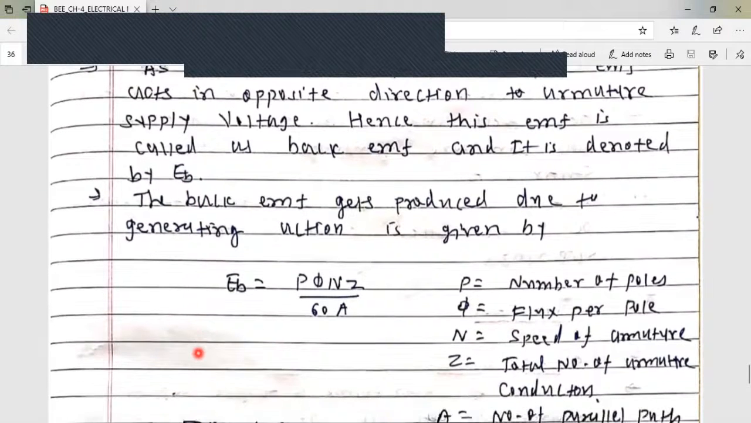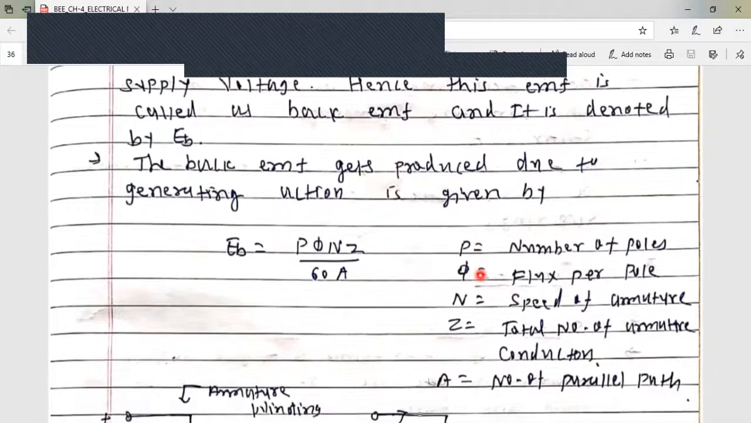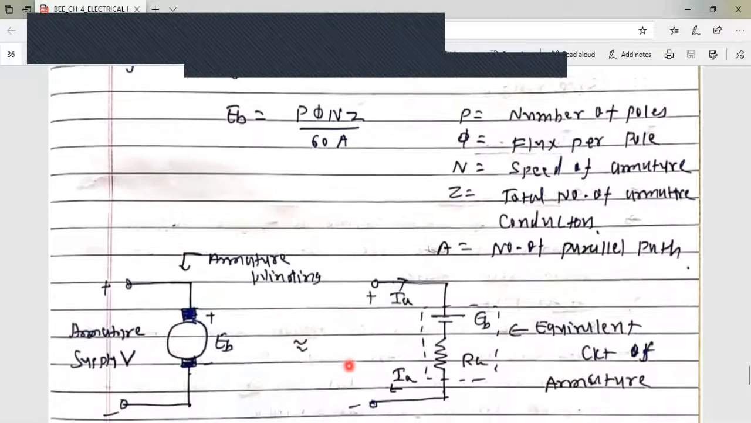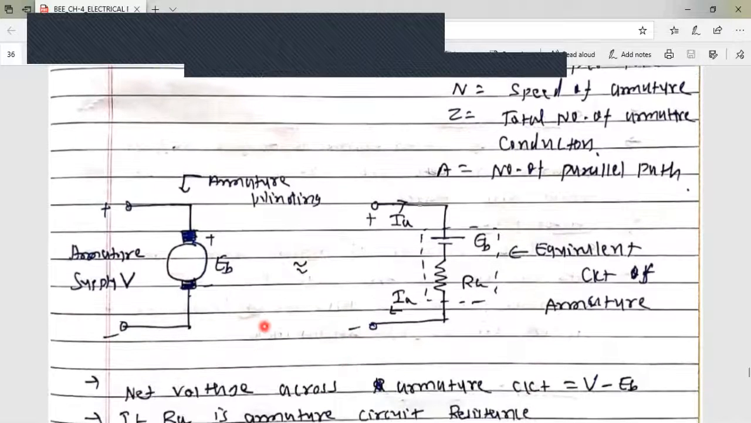This is the equation of back EMF. Back EMF gets produced due to generating action, and it is given by EB equals P phi N Z upon 60 A, where P stands for number of poles, phi stands for flux per pole, N stands for speed of armature, Z is the total number of armature conductors, and A stands for number of parallel paths. So see here, back EMF is produced in the armature winding.